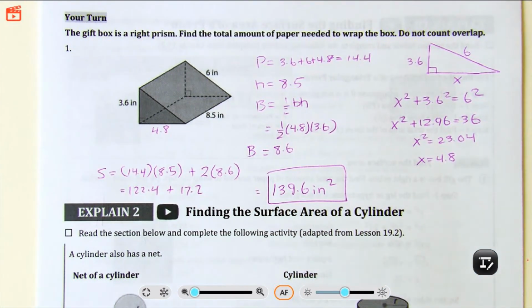So we started this problem by finding the base of a triangle because we needed that to find the perimeter of the triangle and to find the area of the triangle. Once we had that piece, then we were able to use the surface area formula, which is the perimeter of the base times the height of the object plus 2 times the area of the base. And we ended up with 139.6 inches squared.